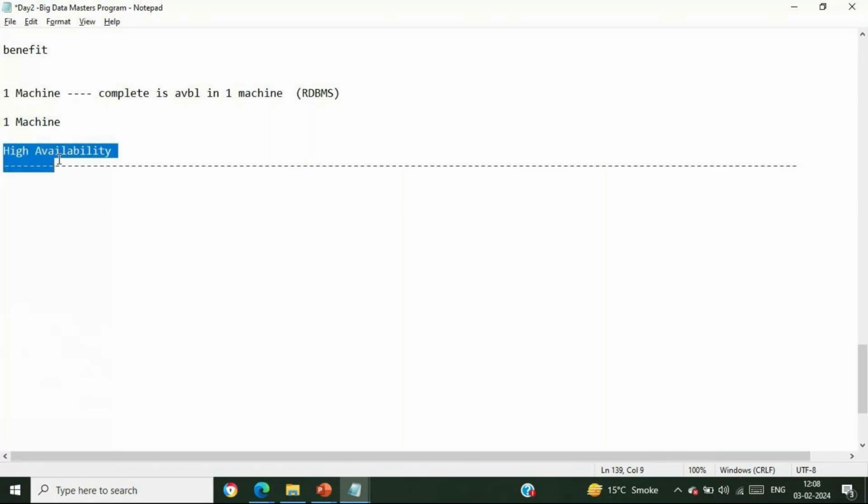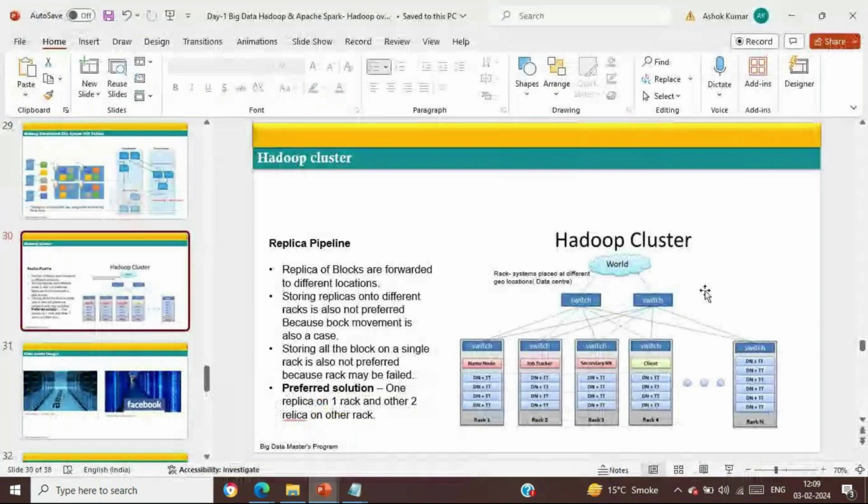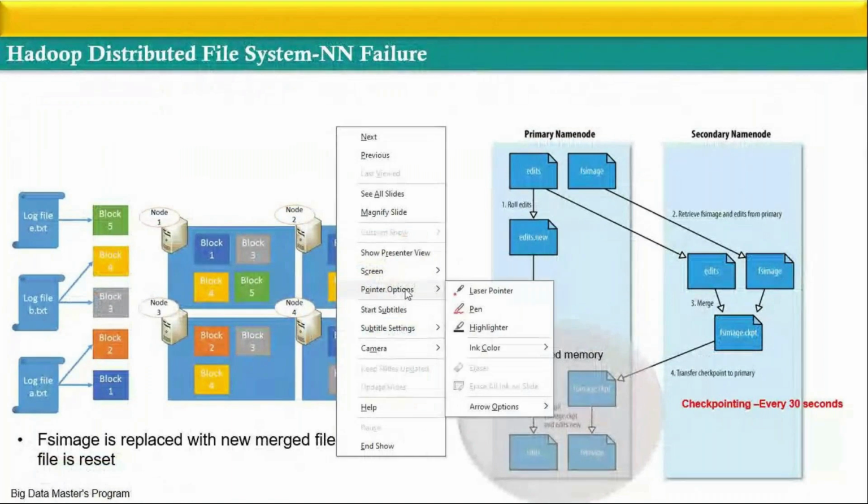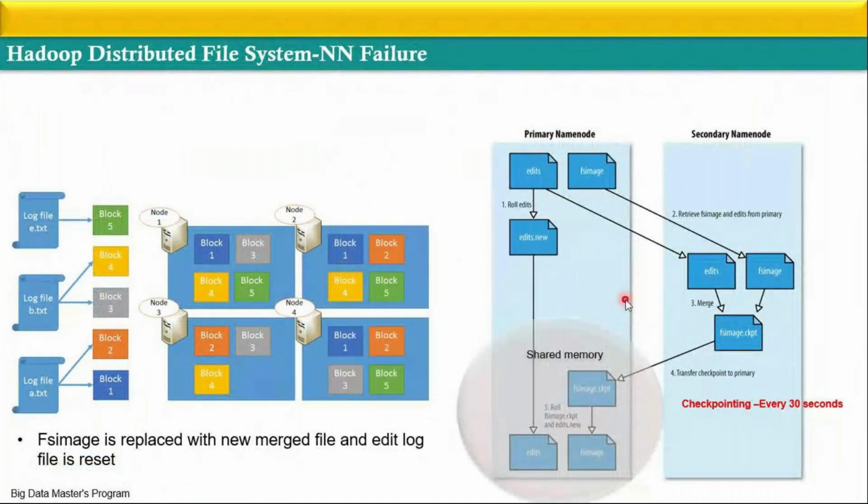So in order to have high availability, we have certain techniques inside the big data world. The first one you have gone through, that is checkpointing. So what we have seen with respect to checkpointing is that it is happening every 30 seconds.